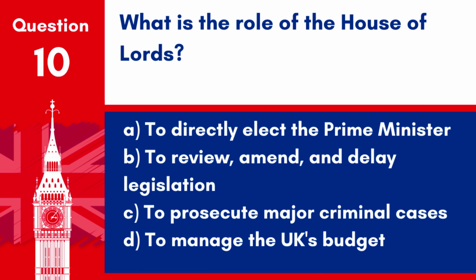Question 10. What is the role of the House of Lords? A. To directly elect the Prime Minister. B. To review, amend, and delay legislation. C. To prosecute major criminal cases. D. To manage the UK's budget. Answer: B. To review, amend, and delay legislation. The House of Lords acts as a revising chamber, reviewing, amending, and delaying legislation passed by the House of Commons.